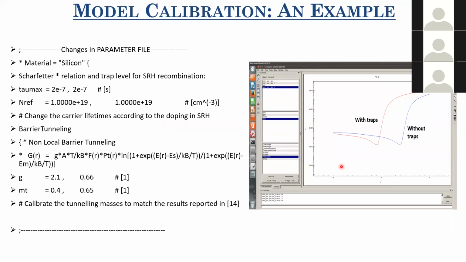So what I did was I included the traps. Once I included the traps, I could shift the transfer characteristics towards the left, and because of that I was able to match the experimental characteristics.